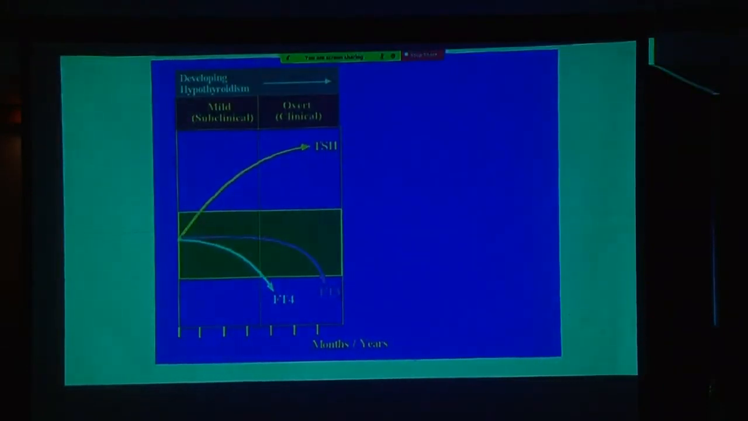Now the problem is whether to treat. When you say subclinical hypothyroidism, the TSH is elevated, and T3 and T4 are within normal limits. When you say overt hypothyroidism, the TSH is elevated and T3 and T4 are low. This segment of people definitely require treatment, there is no doubt. This is the gray area where what to do, that we will see.